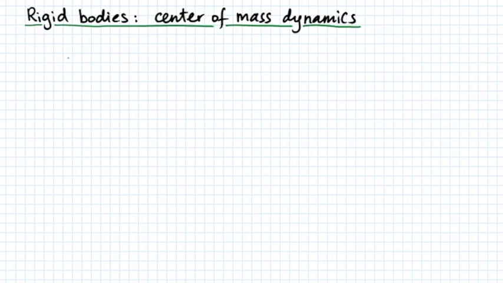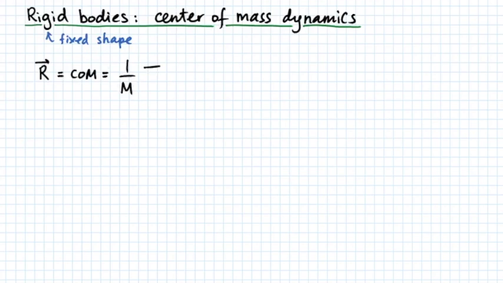Rigid bodies, center of mass dynamics. By rigid body, we understand a body that has a fixed shape. Recall that the center of mass we defined as a sum over all of the parts of our body.